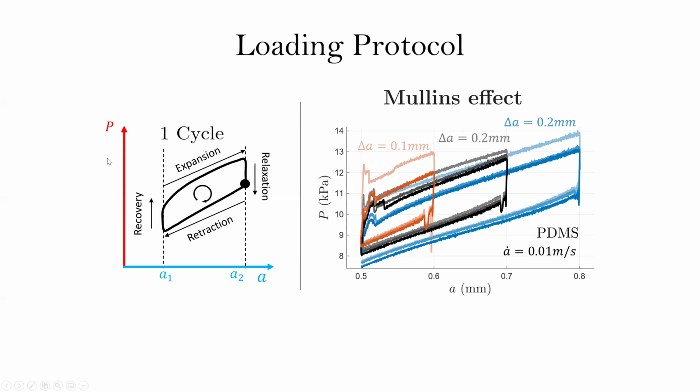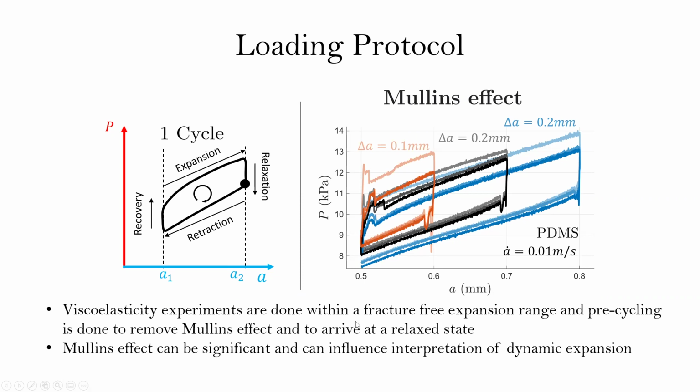Before we do this, we also take care of some things to make sure we have repeatability and precision in the experiments. One thing we do is predetermine an expansion range in which the material doesn't fracture, and we limit our testing to that range so that we don't have to deal with the fracture process, and we are only probing the viscoelastic response.